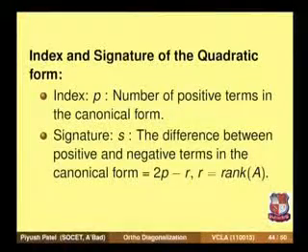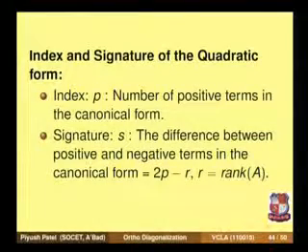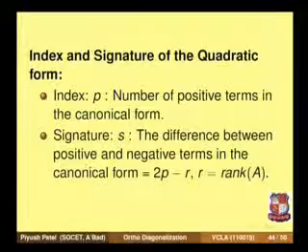The next topic is to find the index and signature of the quadratic form. The index is the number of positive terms in the canonical form of the given quadratic form. Whatever the quadratic form is, reduce it to the canonical form, and in the canonical form count the positive terms. That number of positive terms will give you the index of the quadratic form.